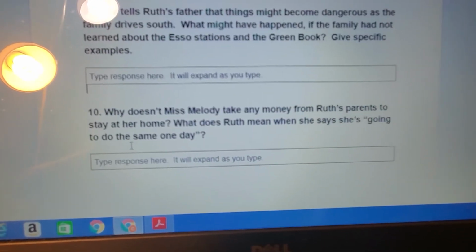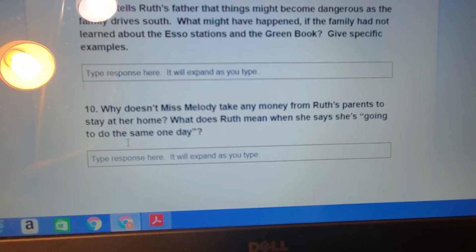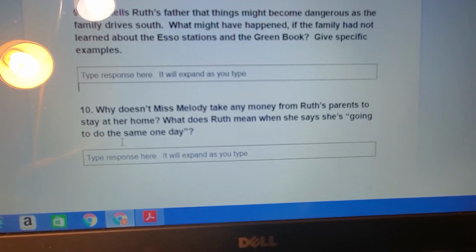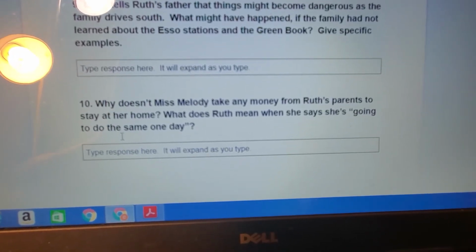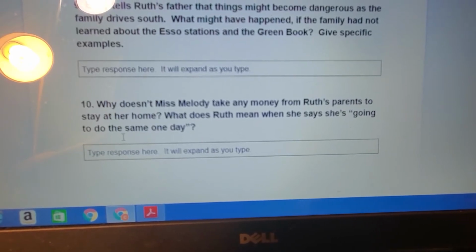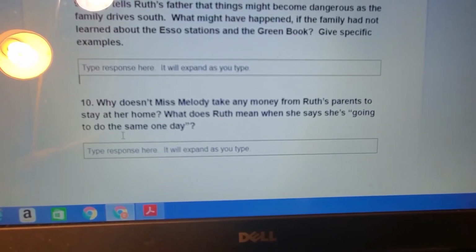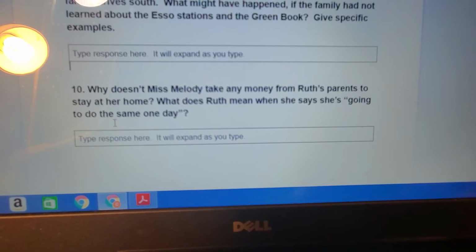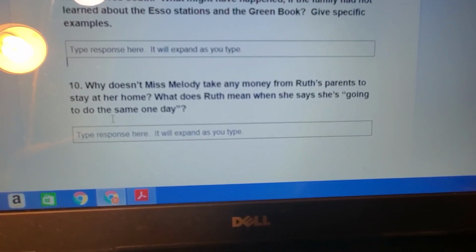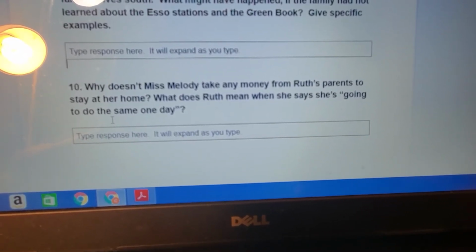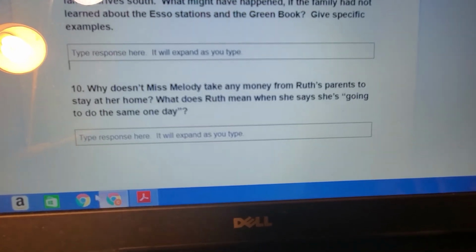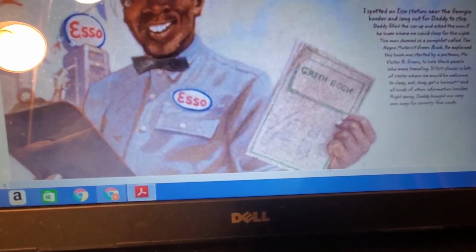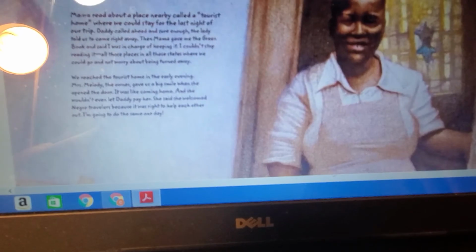For number 10, why doesn't Miss Melody take any money from Ruth's parents to stay at her home? What does Ruth mean when she says she's going to do the same one day? So, boys and girls, this kind of question, once again, you're not going to find the answer directly in the text, but just look at the text. Let's go and learn about that event when they come to see Miss Melody.